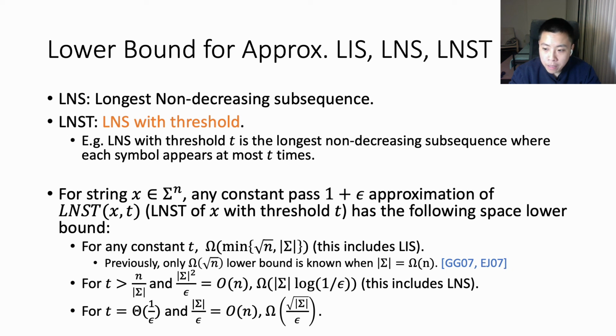We want to mention that our lower bound for LNST implies a minimum of square root n and the alphabet size lower bound for streaming LIS. Previously, only a square root n lower bound was known when the alphabet size is omega n for approximating LIS.